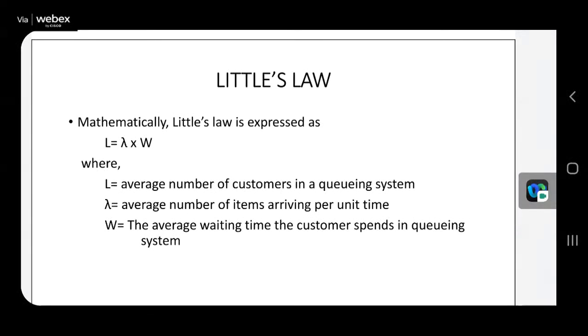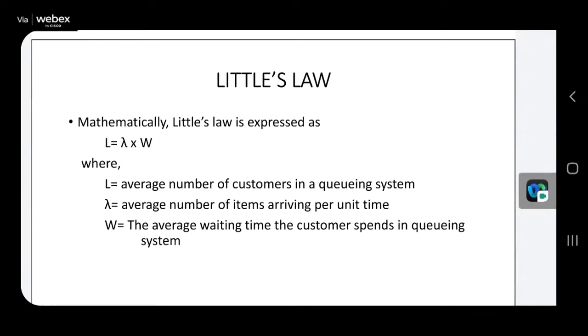So if the average number of customers arriving at the system is some number, and that number is multiplied by the average waiting time that a particular item has to wait, you will get the average number of customers in the queuing system. So this is what Little's law states. Now, it will be just a law, but after the next two to three slides, you will understand how this is useful and applicable in solving queuing problems.